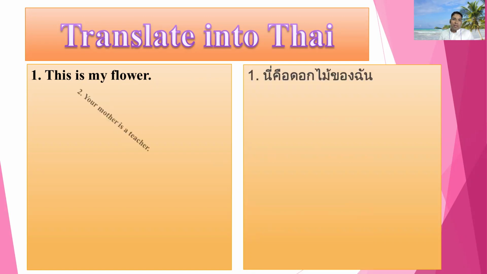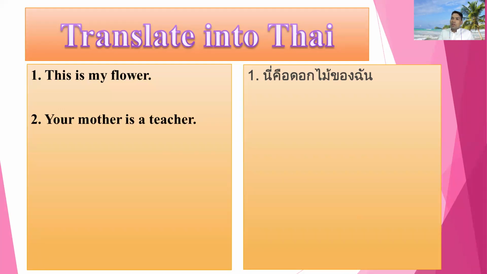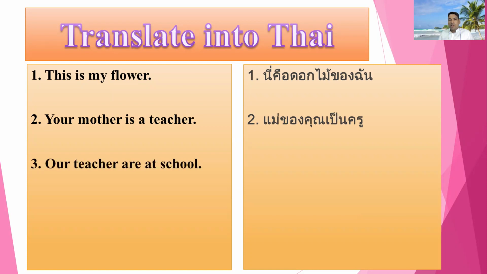and you can write the Thai language. Number 2, your mother is a teacher. Whose mother? Your mother, that is a possessive adjective, and "is a teacher", and you have to write the Thai language. Please write the Thai also for your good understanding. Number 3 is talking about: our teachers are at a school. "Our teacher" is a possessive adjective, and then after that you can add the Thai language also, because there is the translation into Thai.